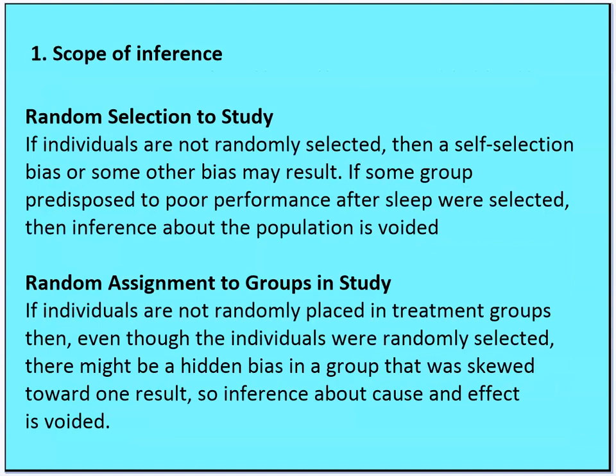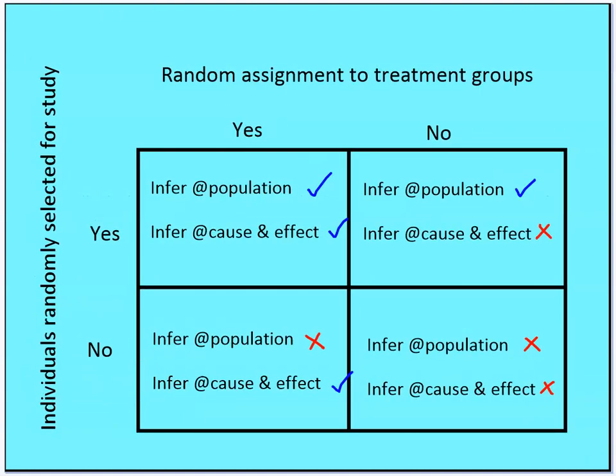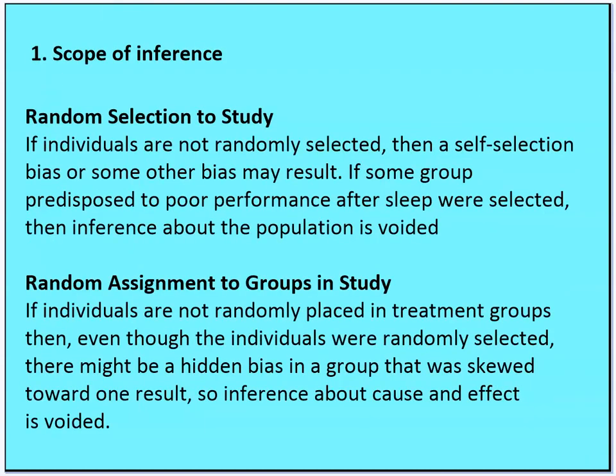All right, so let's talk about random selection to study. So again, if individuals are not randomly selected, then a self-selection bias or some other bias may result. If some group were predisposed to poor performance after sleep, were selected because they volunteered, then inference about the population is voided, because the study would only study people who had issues or poor performance after sleep.